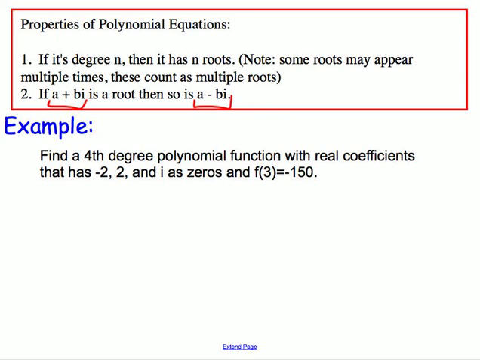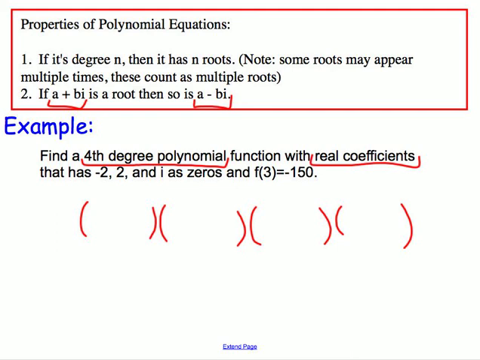So first of all, it's a 4th degree polynomial. So 4 degrees means that my polynomial will have 4 roots. So I'm going to start with my 4 pairs of parentheses to denote my 4 roots. Now it also tells me it has real coefficients. Okay, that's important because it's going to be a real polynomial, not an imaginary one. And it has -2, 2, and i as zeros. So those are the roots. Remember, zeros and roots are synonymous.